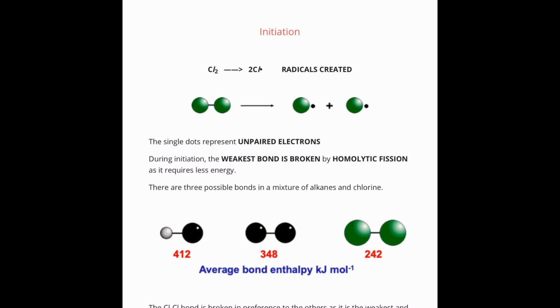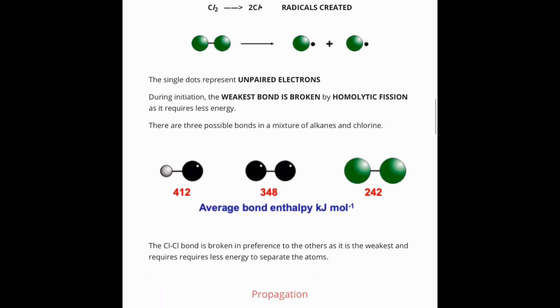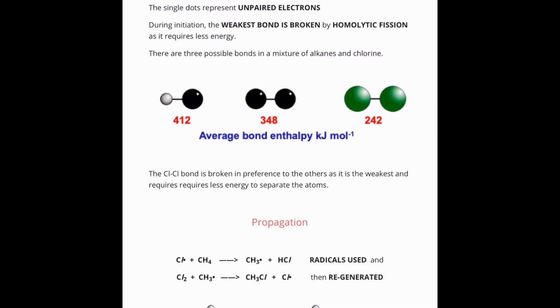So we've got chlorine molecule making 2 chlorine radicals. Cl-Cl, Cl2, making Cl dot plus Cl dot. We do say dots, that's just the accepted way of saying it. The single dot is an unpaired electron, 1 electron, and the weakest bond is normally broken.